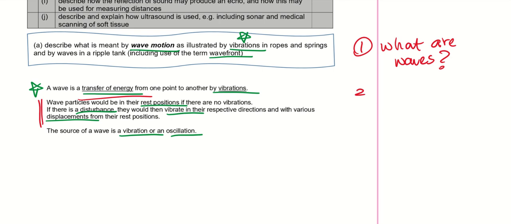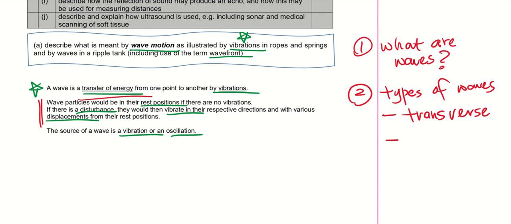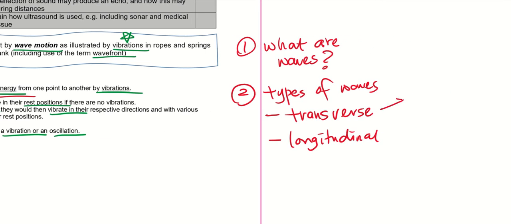Then the second thing that you need to know is the types of waves. For general wave property 1, it is talking mainly about transverse waves. Then the second part will be longitudinal. For transverse you must think of the keyword perpendicular. Later I'll elaborate. For longitudinal you will think about parallel. That means the directions are parallel. For transverse, the directions are perpendicular.